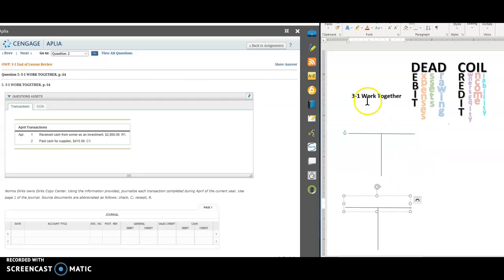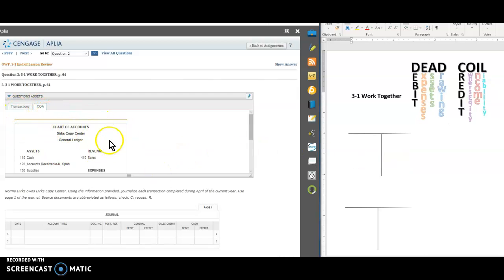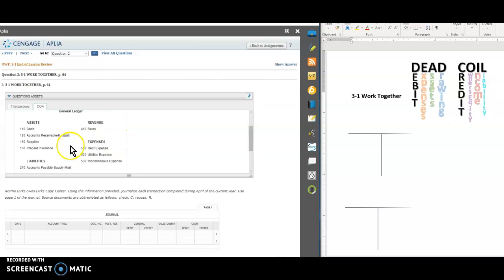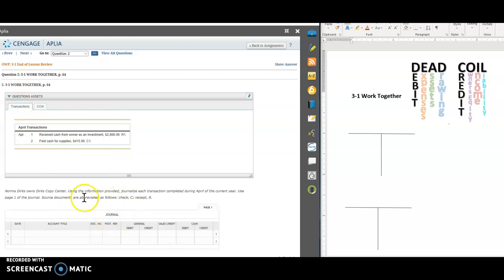I've also got a couple of T accounts down here that we'll use to set up our transactions. Now, on your assignment, you've got your transactions and you've got your chart of accounts. So you can see every account that you could possibly use. Down below here, we have our journal. Norma Dirks owns Dirks Copy Center.